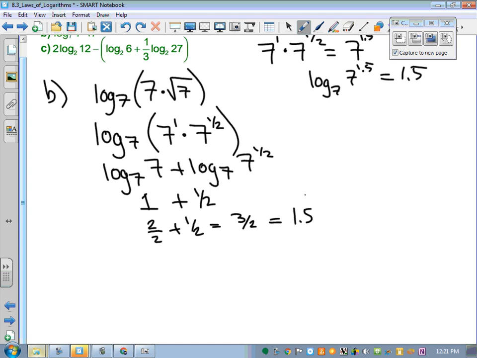And we get that same number using a couple different techniques, which I think is important to see, that there is usually more than one way to manipulate a question.